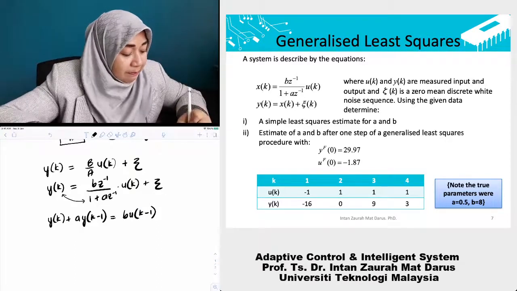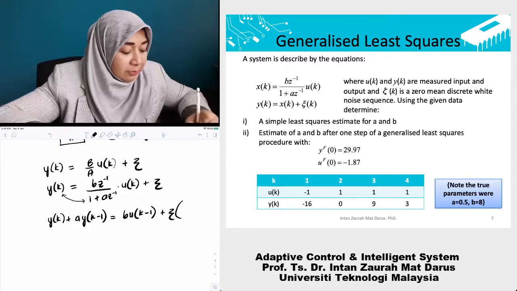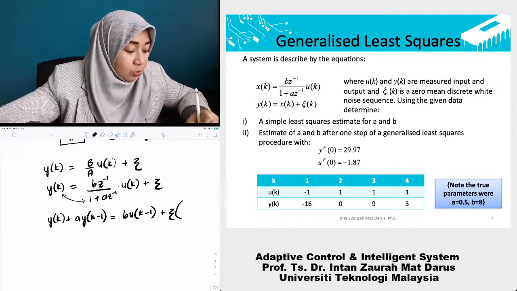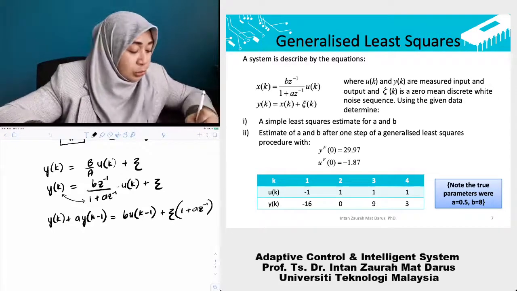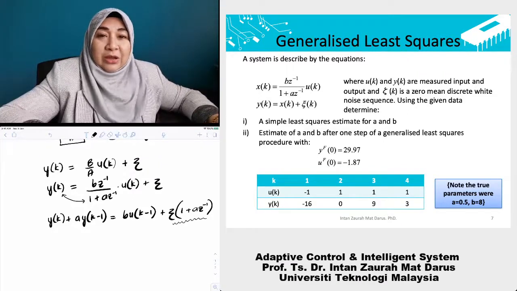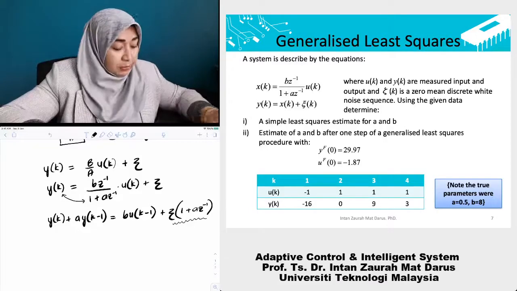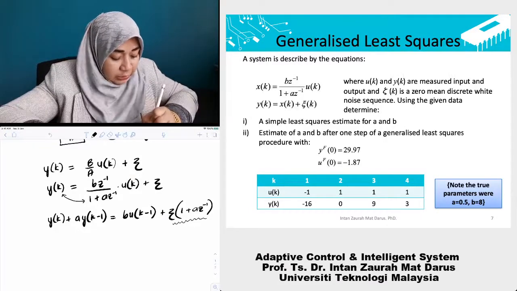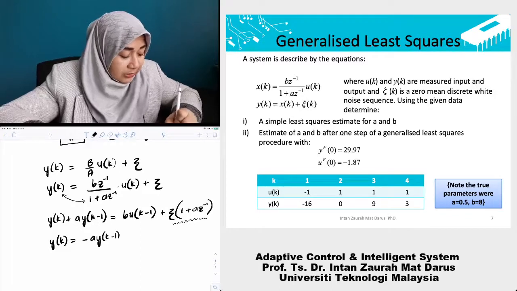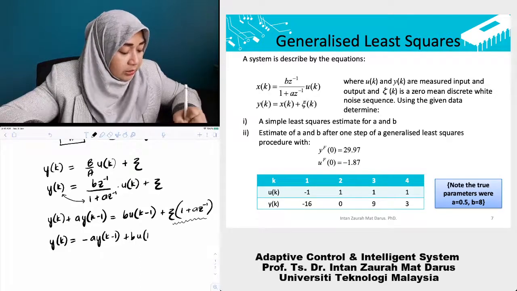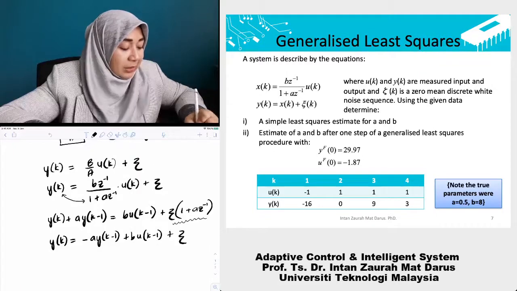Then plus your zeta, and this zeta will be multiplied with your transfer function a, which is 1 plus a z minus 1. I'm not going to expand that. I'm just going to show you that now this noise is no longer white noise. This noise is now becoming a colored noise, which is undesirable. So if I further rewrite this equation, yk is equal to negative a yk minus 1 plus b uk minus 1 plus that zeta multiplied with 1 plus a z minus 1.